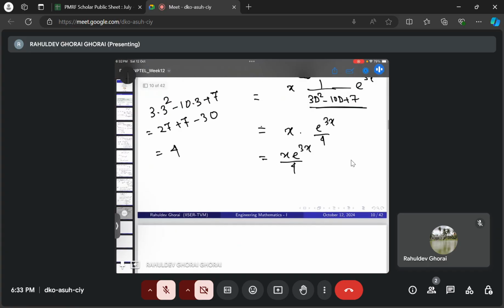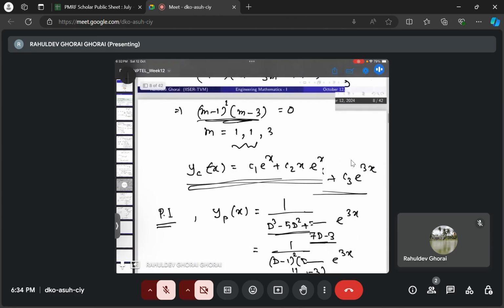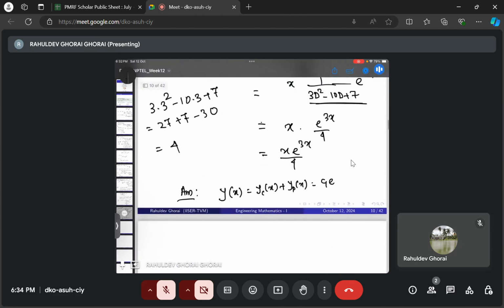So the answer will be y(x) equal to y_c(x) plus y_p(x), which is c1 e to the power x plus c2 x e to the power x plus c3 e to the power 3x plus x e to the power 3x over 4. So that's how it works for a non-homogeneous linear differential equation. You can write the solution as the solution for the homogeneous equation plus the solution for the particular equation.